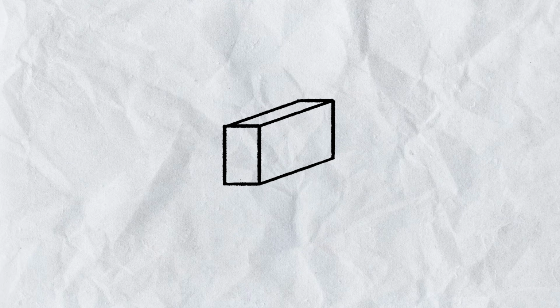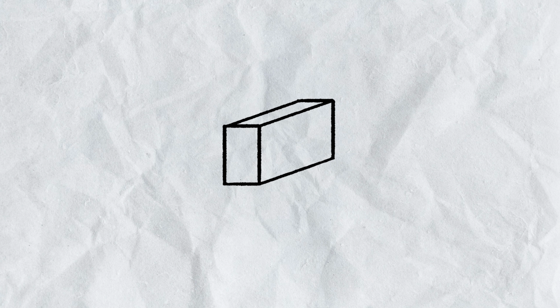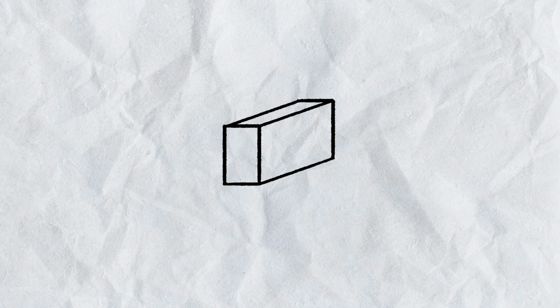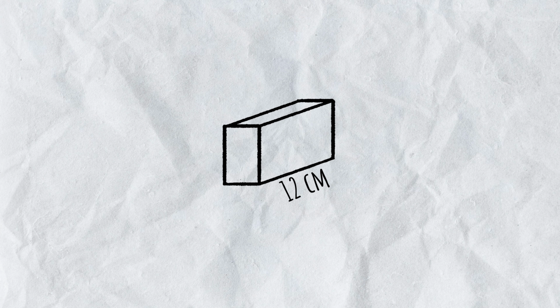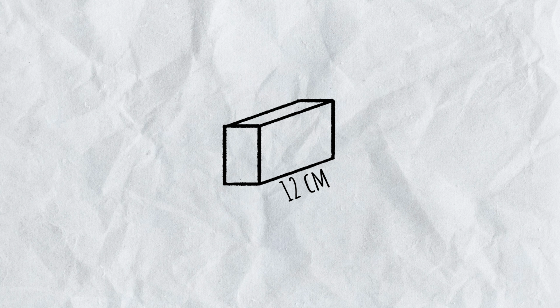So on the screen in front of you, Mr. Ryan Jr. has drawn a cuboid. It has a length of 12 centimeters, a width of 3 centimeters, and a height of 7 centimeters. So this time, because some of the lengths are different, we actually have to work some of the faces out separately. So we're going to do that now.